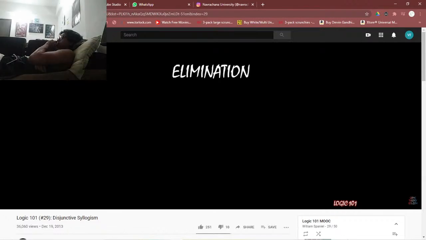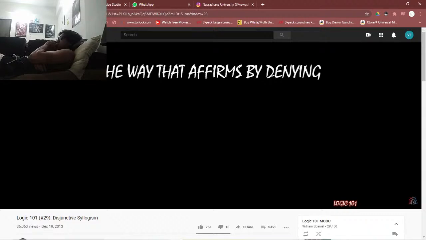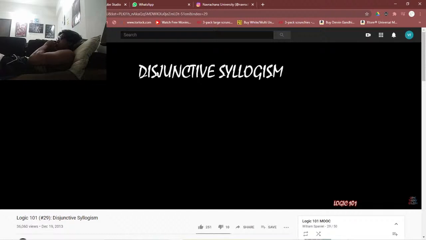Others make this way more complicated by using the Latin expression modus tollendo ponens. And if I've done the translation on my own properly, that means the way that affirms by denying. But we're sticking with the name disjunctive syllogism. For this to work, we need two premises. First, we need a disjunction, P or Q, hence the name disjunctive syllogism. And as always, P and Q can either be simple sentences or compound expressions.